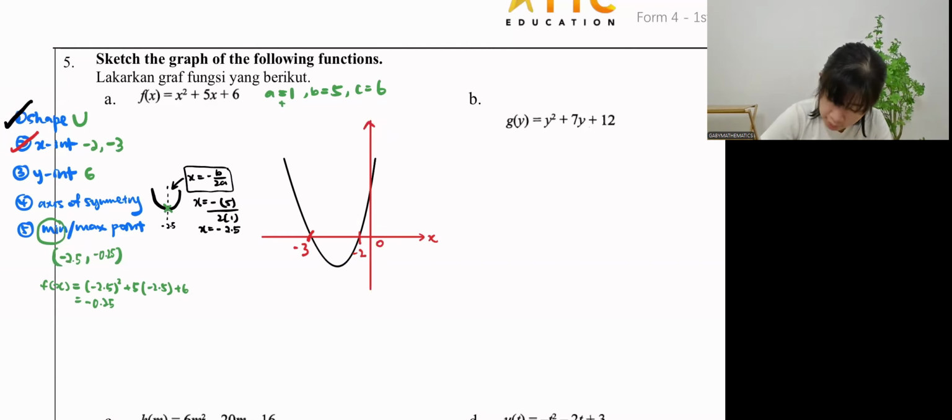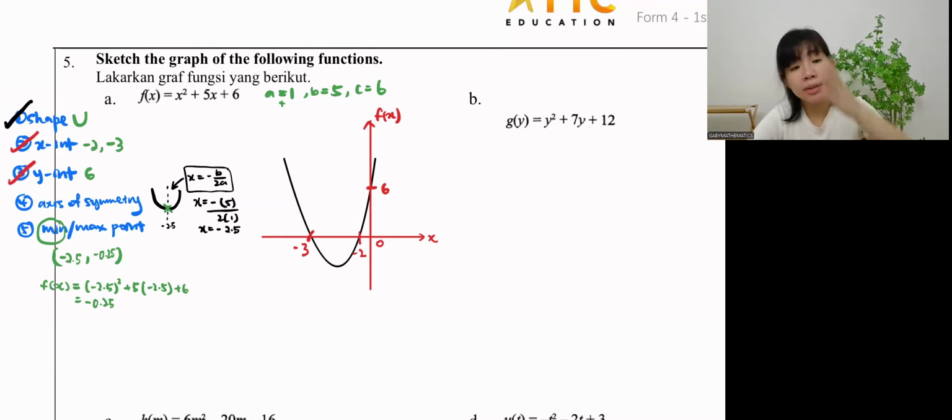Once you draw y-axis, okay, you label. Okay, then now only you can label the y-intercept. Y-intercept here, 6. Understand? Okay. Number 4, axis of symmetry.